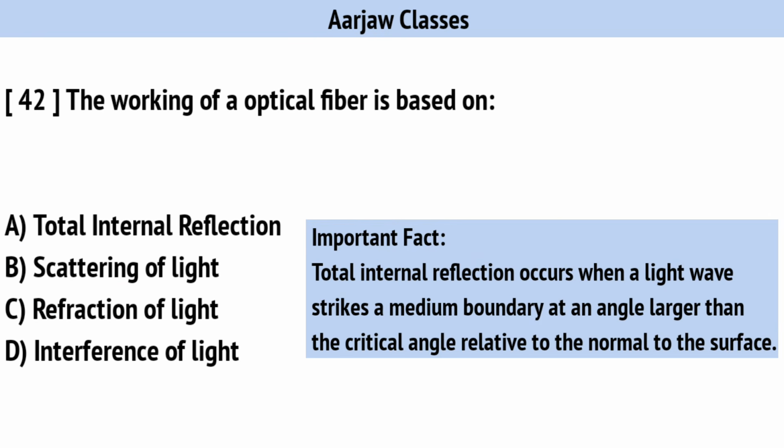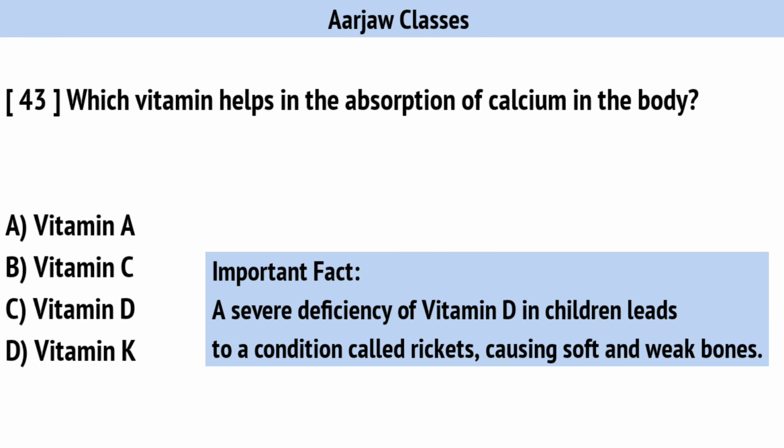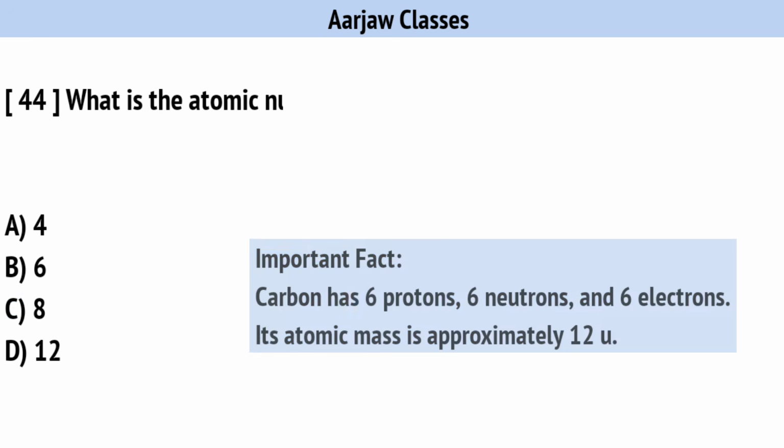The working of an optical fiber is based on? Correct option is A, total internal reflection. Which vitamin helps in the absorption of calcium in the body? Correct option is C, vitamin D. What is the atomic number of carbon? Right option is B, 6.